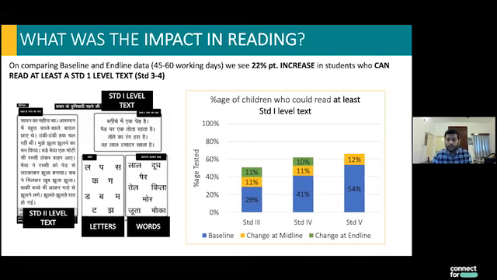We saw a 22 percentage point increase in the ability of a student in grades 3 and 4 to read at least a standard 1 level text. You may think that 22 percentage points is small, but when you see it in terms of millions of children who have achieved basic reading ability, it's quite significant. And it was all done by government primary school teachers with the support of the state and district administration. So that was more or less the output of this program.